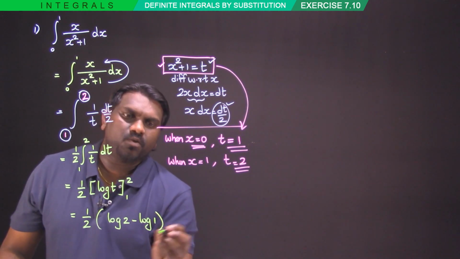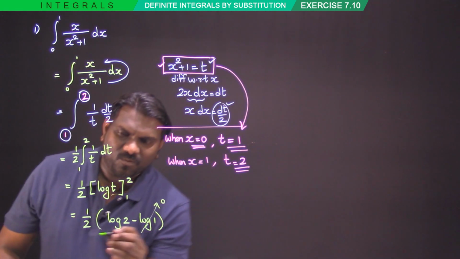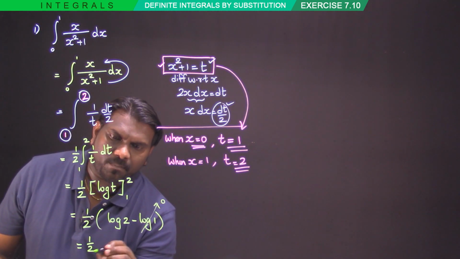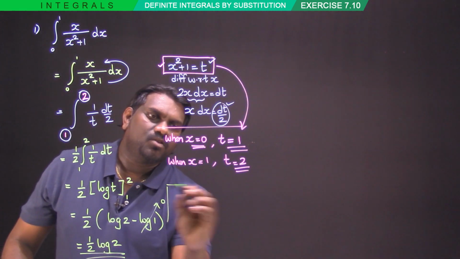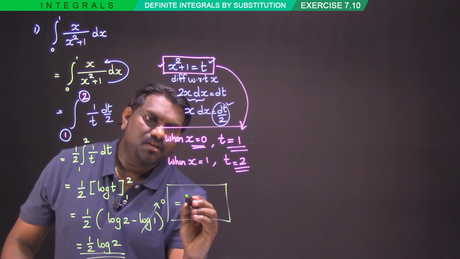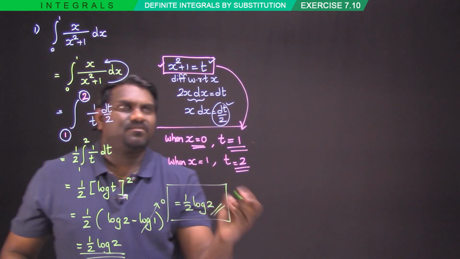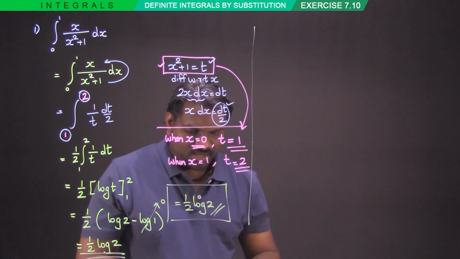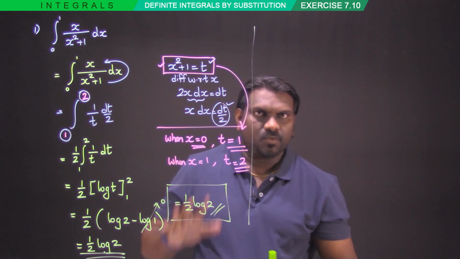You know, obviously you know what is log 1. Log 1 is 0, right? So what you will be getting here? 1 by 2 log 2 is my answer. So what is my final answer here? That is half log 2 is my answer here. Fine. Yes. Now that is in fact my answer. That is correct. Okay, keep it over here.